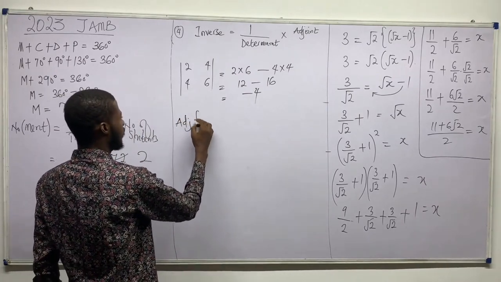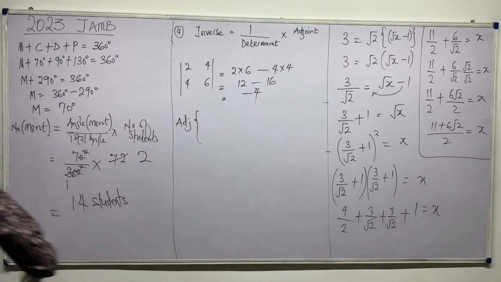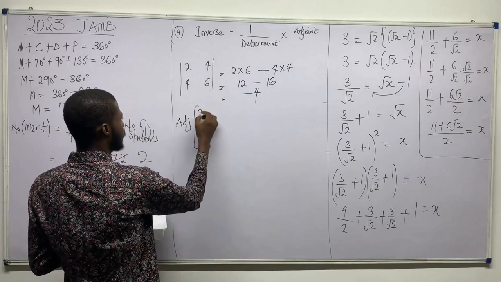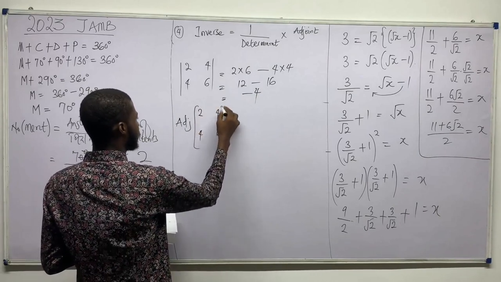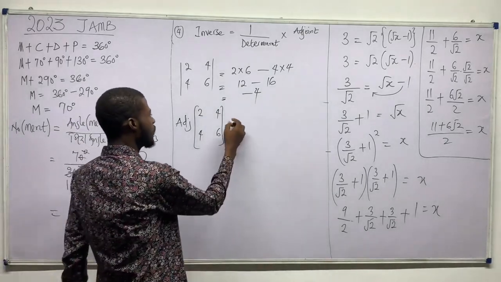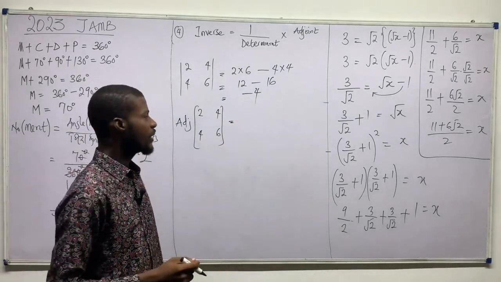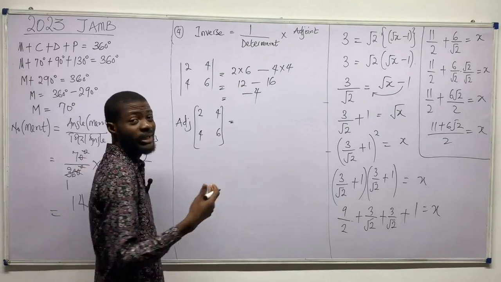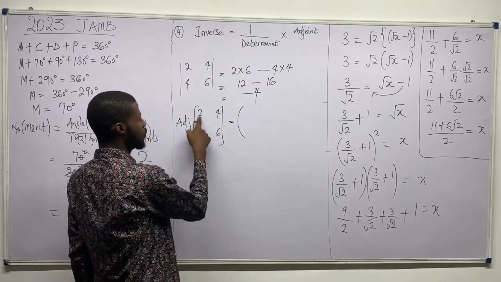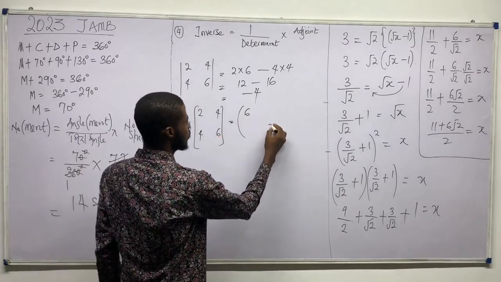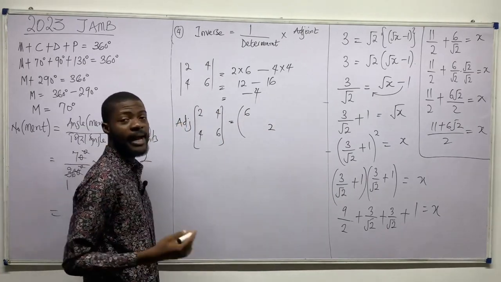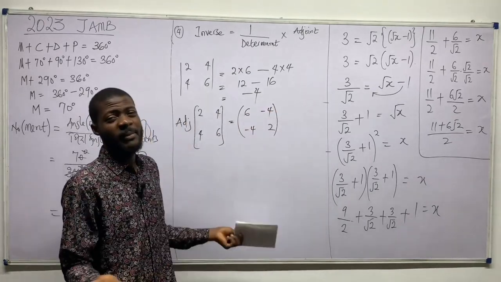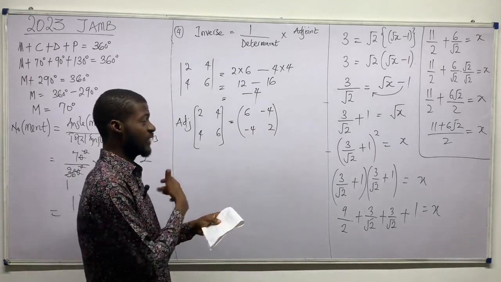Now what is the adjoint? We have this matrix, 2, 4, 4, 6. For a 2 by 2 matrix, the adjoint is simply flipping the elements in the principal diagonal, or leading diagonal. So 2, 6 will become 6, 2. Then we multiply the other diagonal by minus 1, so this becomes minus 4, minus 4. You can simply give them minuses to make life easy.